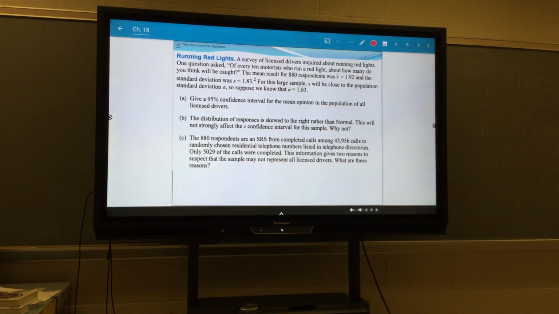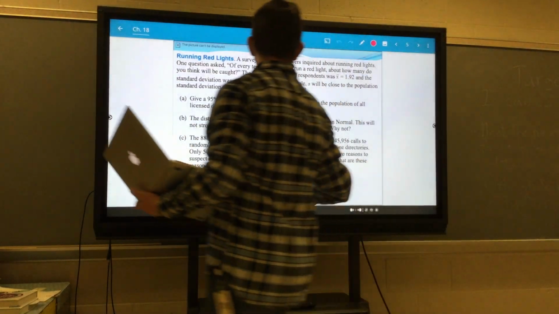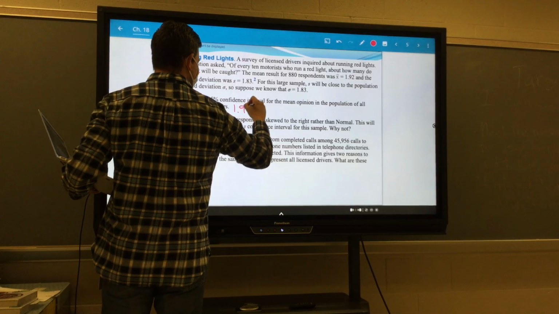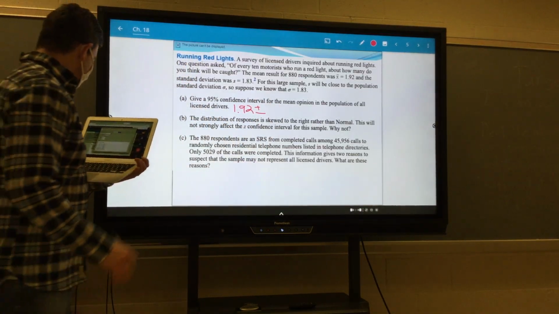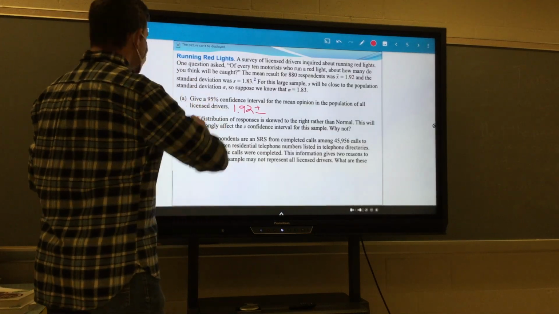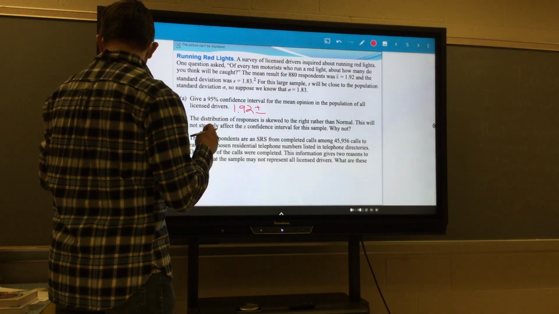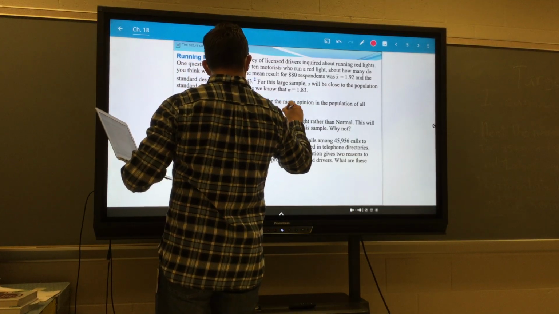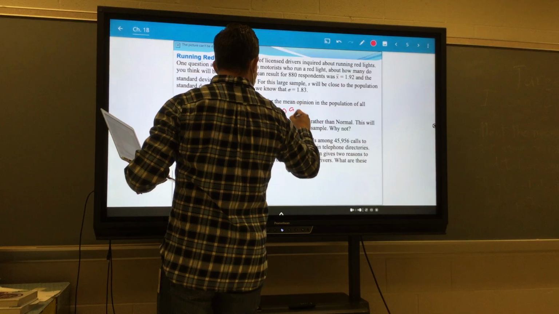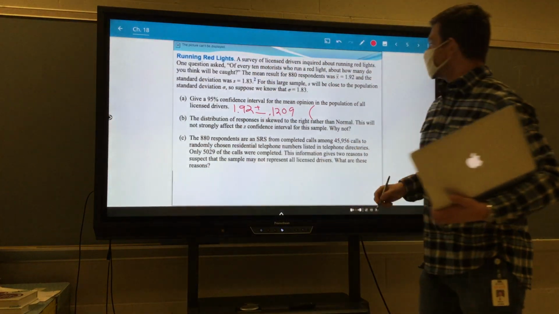So I did this in GeoGebra. Okay? We have our sample mean value of 1.92 right at the center of our confidence interval, and we're going plus or minus 2 of these standard errors, which works out to be a value of about 0.1209. So that's going to give us a confidence interval.